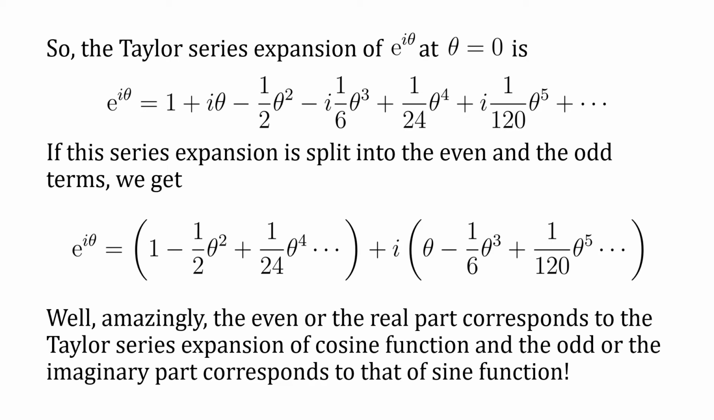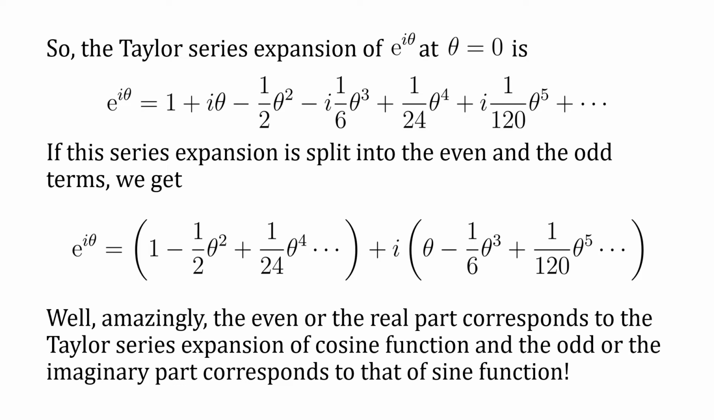If this series expansion is split into the even and the odd terms, we get this equation. The even part, which is the real part, is 1 - (1/2)θ² + (1/24)θ⁴ etc. The odd part, which is the imaginary part, is θ - (1/6)θ³ + (1/120)θ⁵ etc.